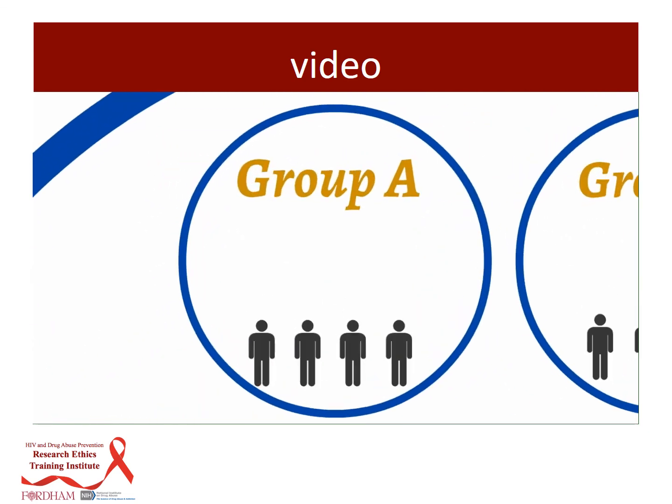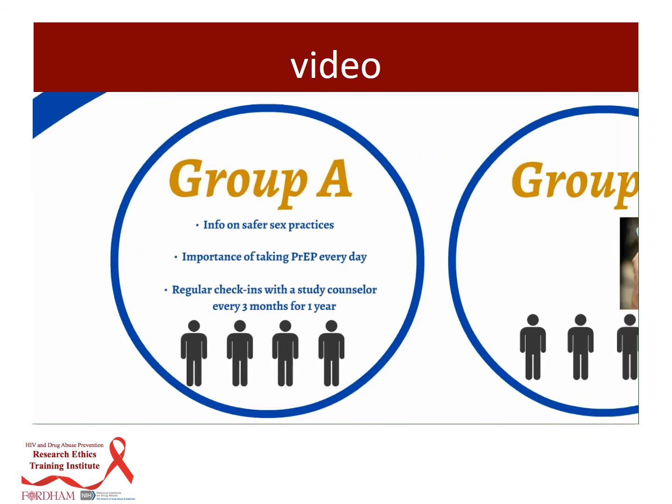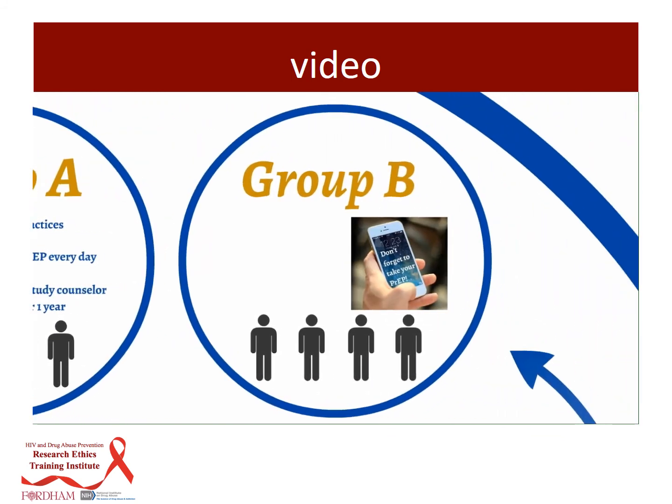Group A. At the beginning of the study, teens in this group would only get the info on how to practice safer sex and the importance of taking PrEP every day, and during regular check-ins with a study counselor every 3 months for a year. Group B. People in this group would get the same information as the folks in Group A, plus daily text messages that would remind them to take PrEP.